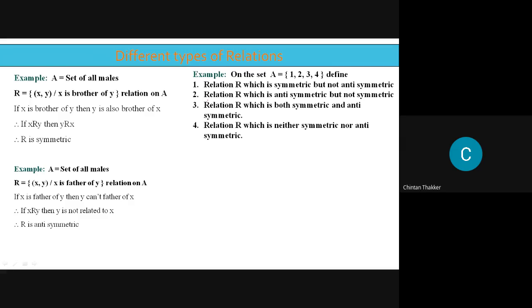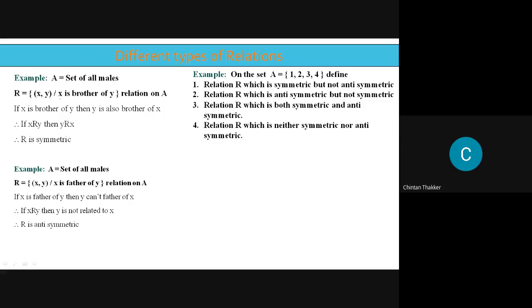So here A is given as 1, 2, 3, and 4. So A has 4 elements. That is, A cross A has 16 elements.